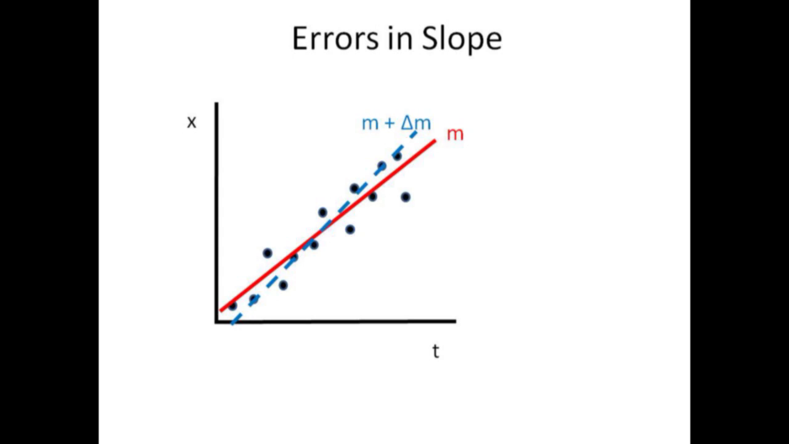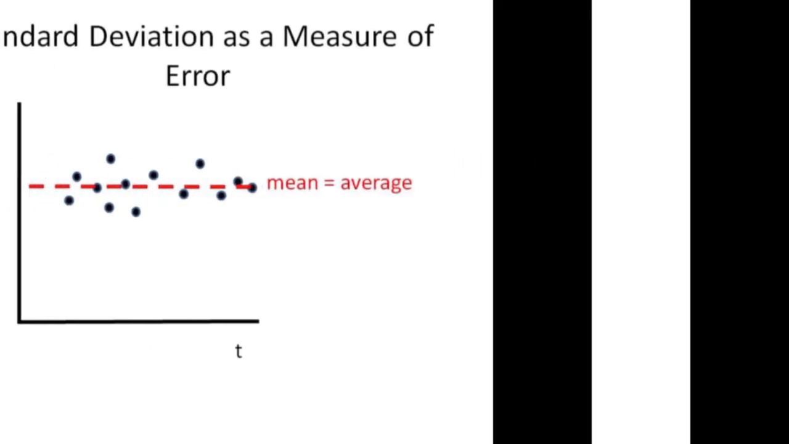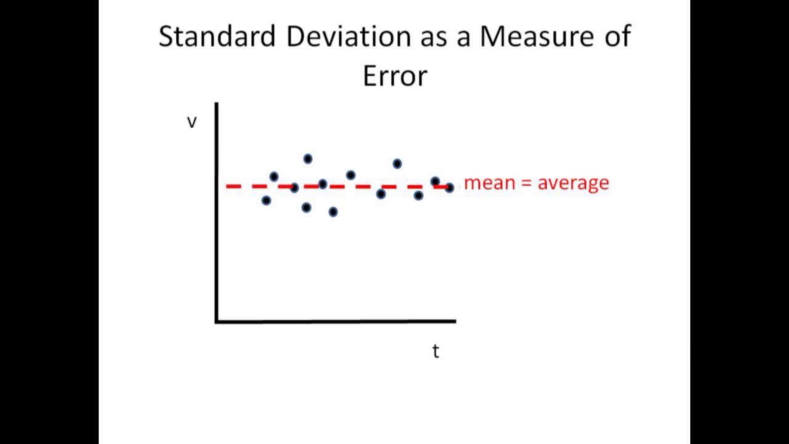The slope could potentially be as large as m plus the error. The slope could be as small as m minus delta m, the error. The slope is uncertain by an amount delta m. When the velocity is constant, we expect a flat line for velocity versus time. Yet one expects variation in any real experimental data.